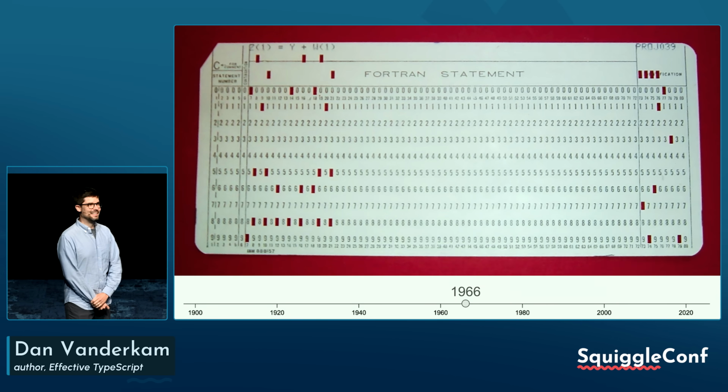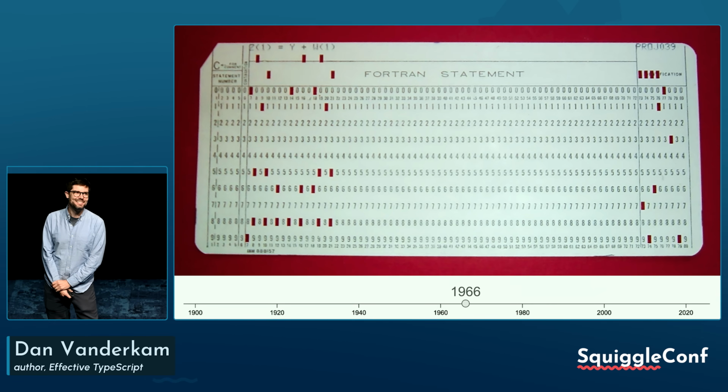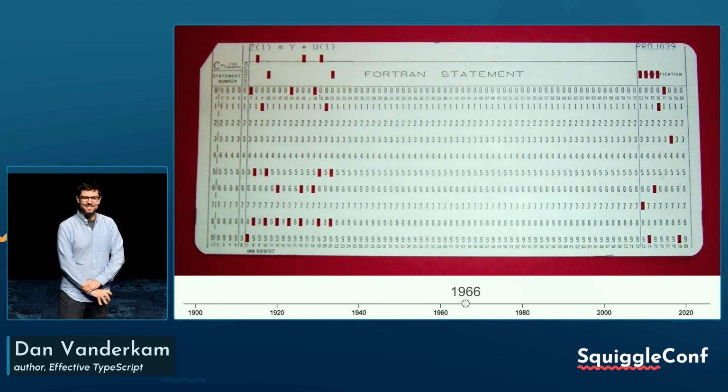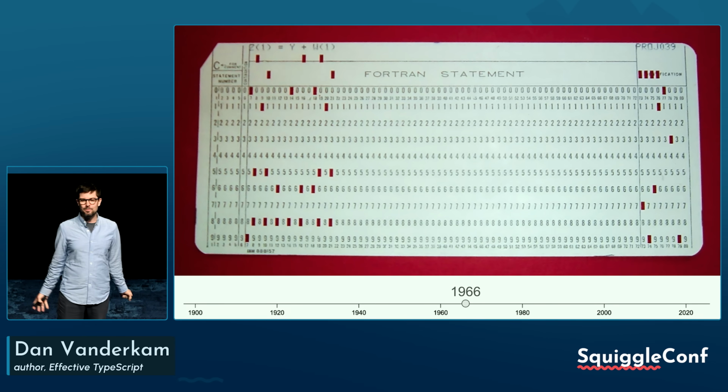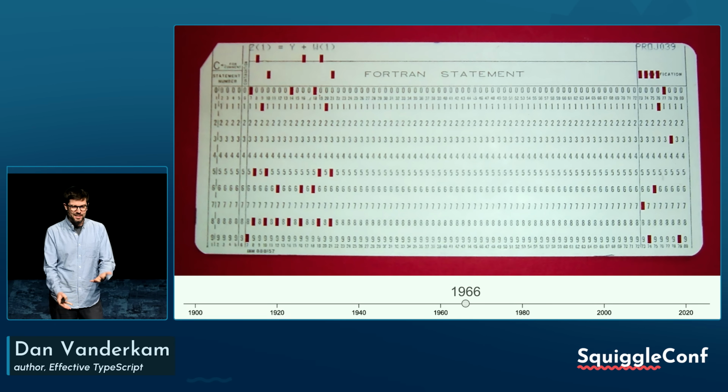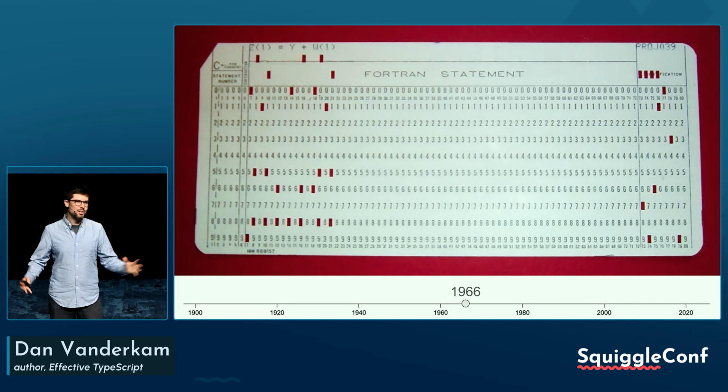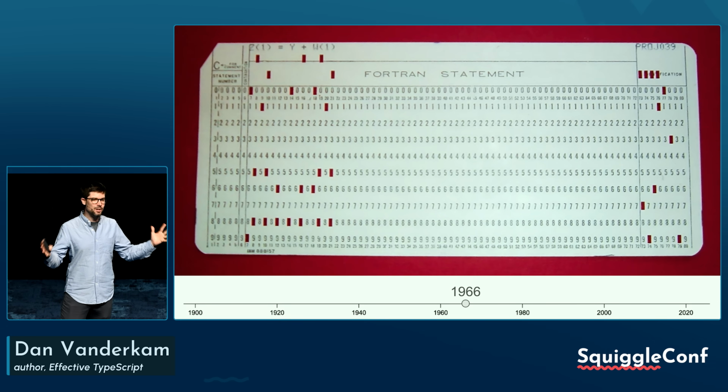So has anyone ever worked with one of these before or know what this is? I see one hand, two hands, a few hands. Okay, I want to hear stories afterwards. So this is a punch card. This was how computer programs were represented in the 60s and the 70s. Each punch card represented a single line of code.